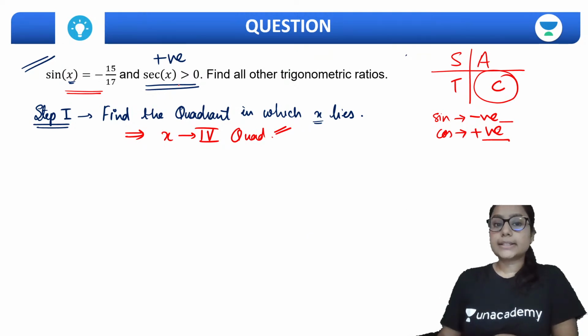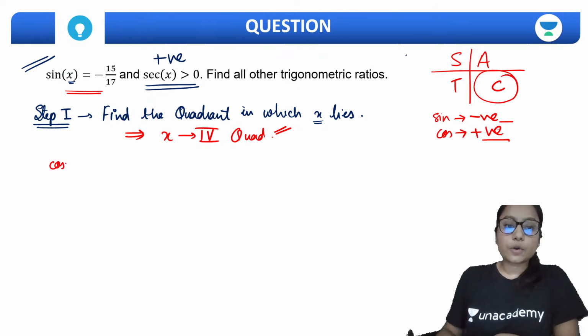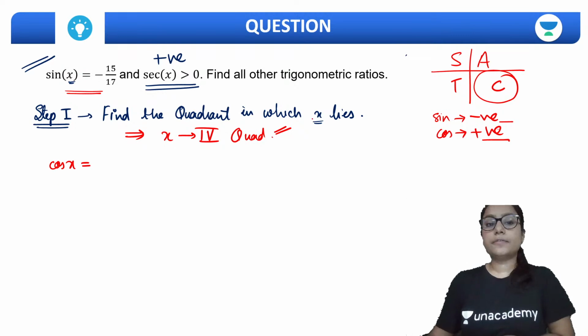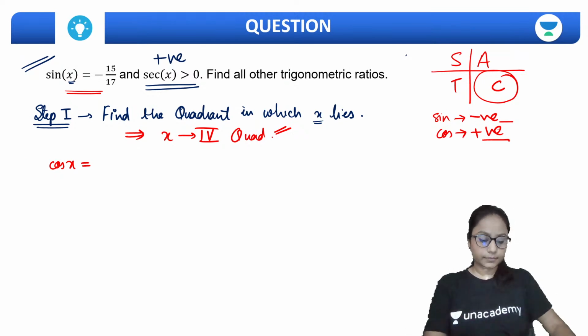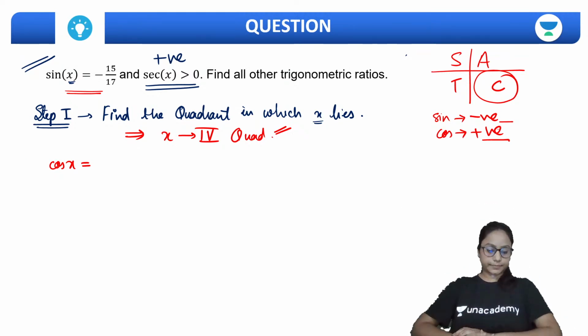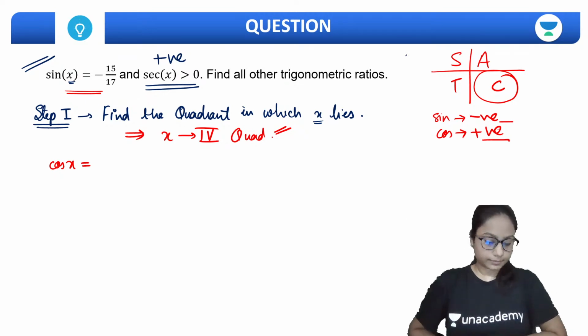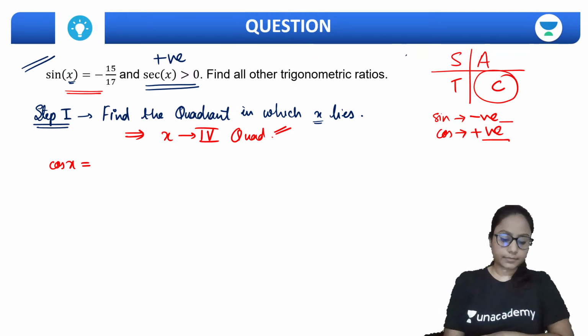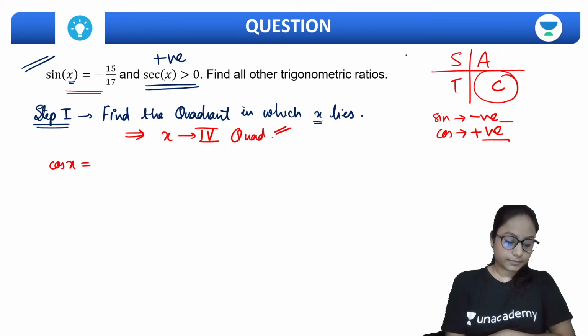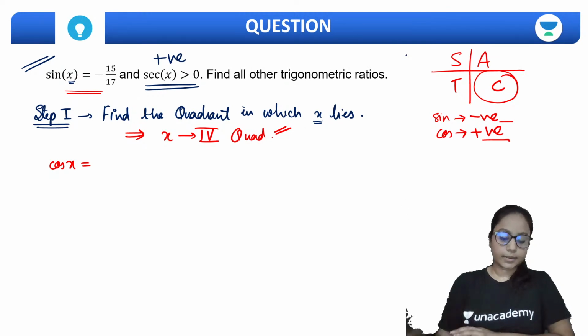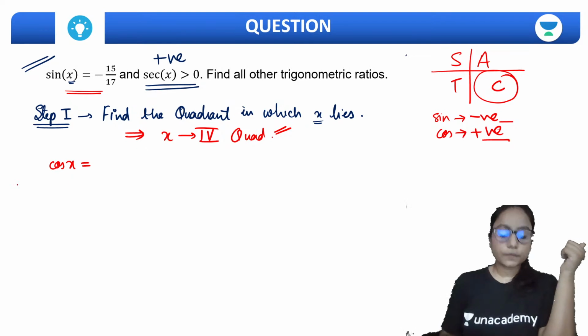So sine is negative, sec x is positive means cos is positive. Find the other ratios. Find the value of cos x first. Sin x is minus 15 by 17. What is the value of cos x?